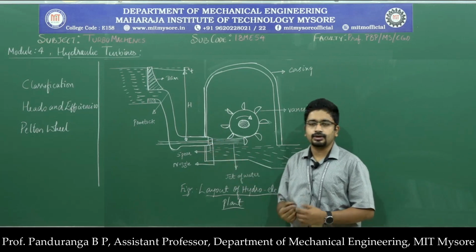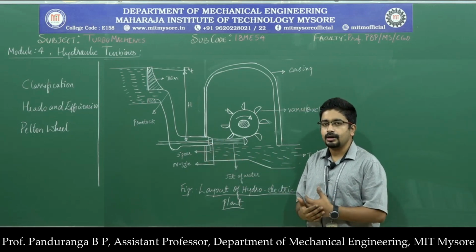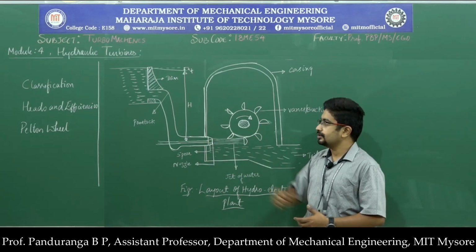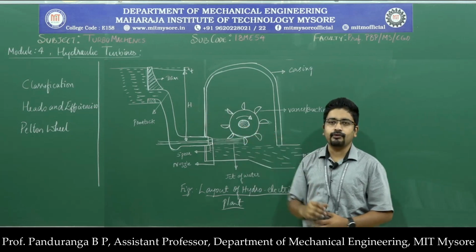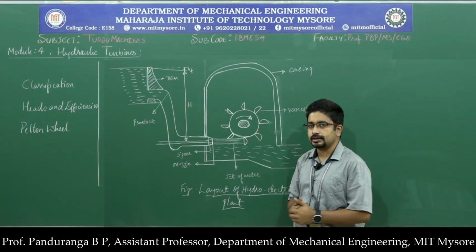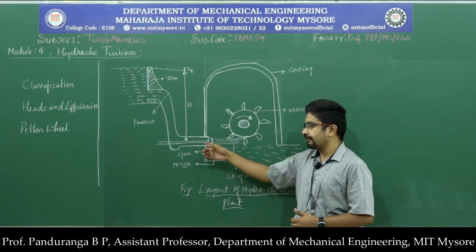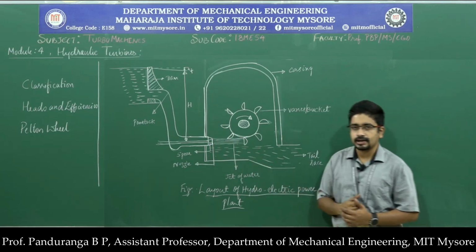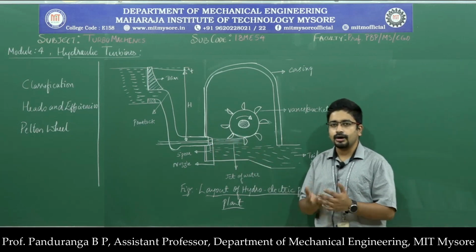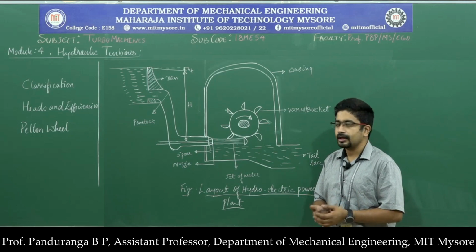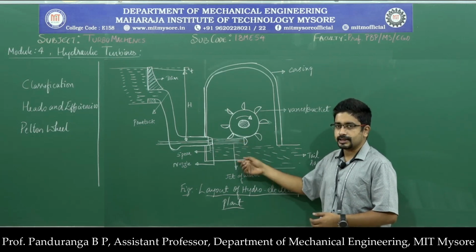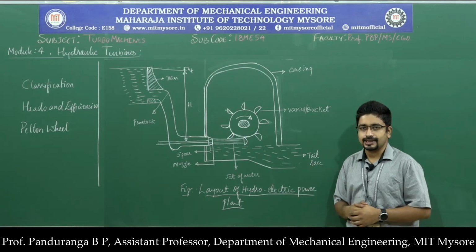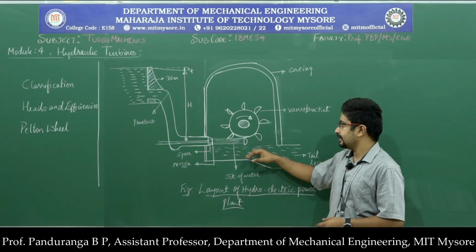where we have the spear to have a fine adjustment over the amount of water entering the turbine. Near the dam itself, we will have a valve that controls the amount of water entering the penstock, and then to have a fine control, we have the spear here. Once the water strikes the buckets of the turbine, the water will just drop down, and then it will be sent back to the river through a channel. So this is the working.